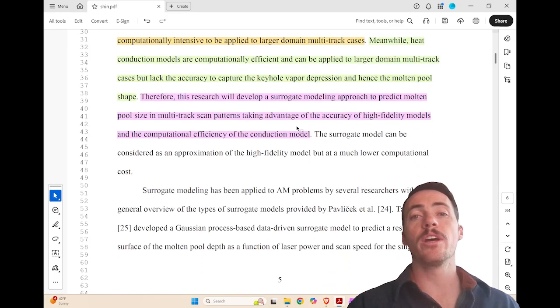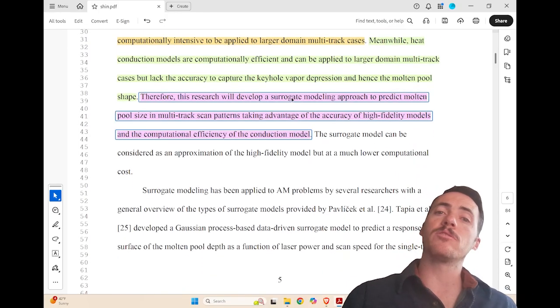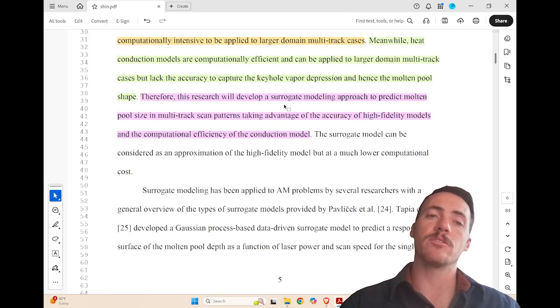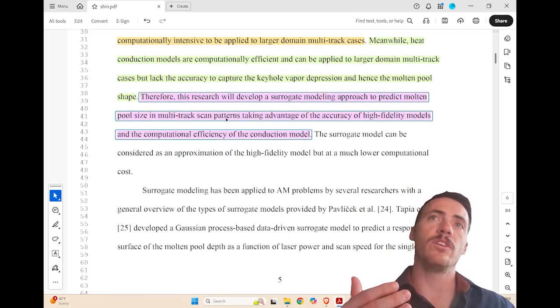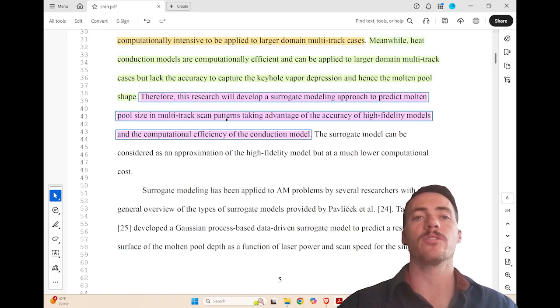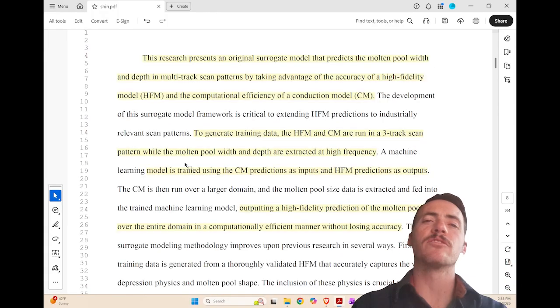So in this paper, they're going to try and develop a surrogate model that takes advantage of both, so they can actually do modeling of multi-track scan patterns while achieving the high fidelity and the low computational cost of both of those different modeling approaches. So how are they going to get the best of both worlds?